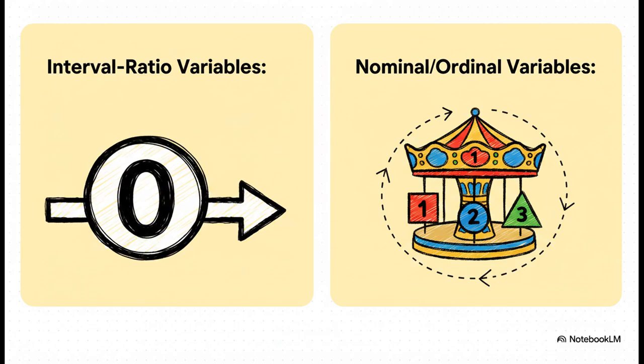So here's the real issue, the heart of the problem. Regression absolutely needs a meaningful true zero to do its calculations. Things like age or income, they have one. 0 years old, $0, that makes sense. But for nominal variables like race, where the numbers are just labels, 1 for white, 2 for black, whatever, there is no zero. Those numbers are just placeholders, and the model gets totally confused.